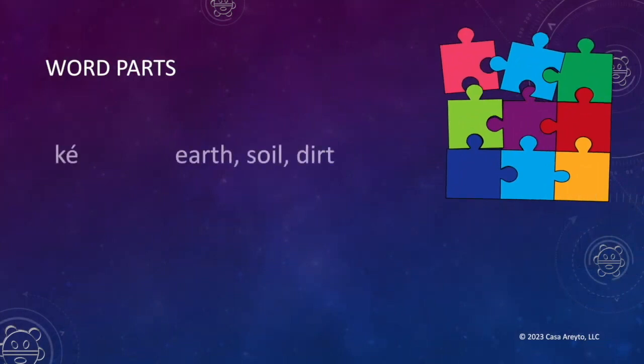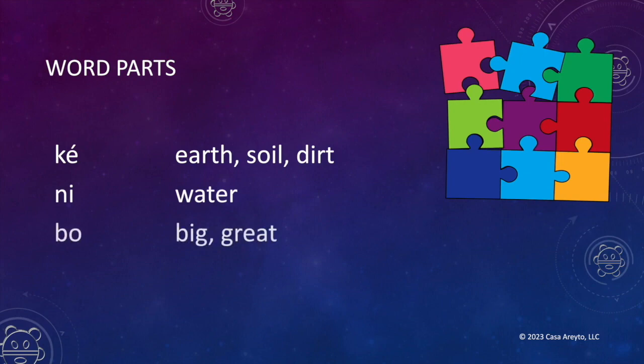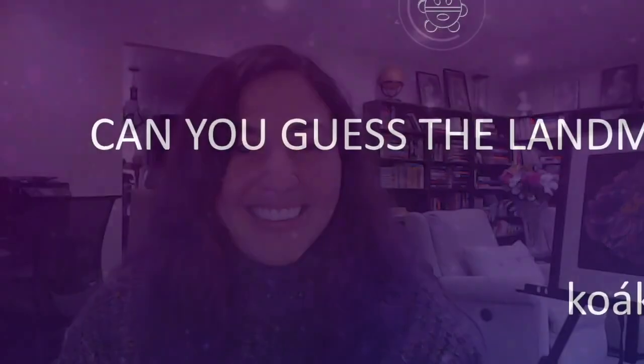Que, earth, soil, or dirt. Ni, water. Bo, big or great. Koa, place. Koa is a word part that you've never seen before, but we're going to be using it a lot today. Now let's do an activity where we're going to look at a word, break it down into its word parts, and then figure out its meaning. Are you ready to get started? I am, so let's begin.